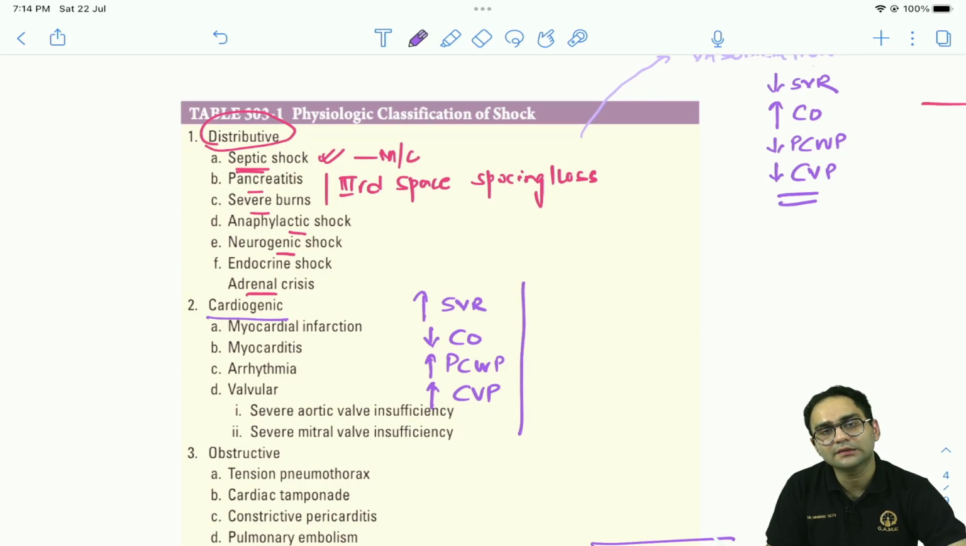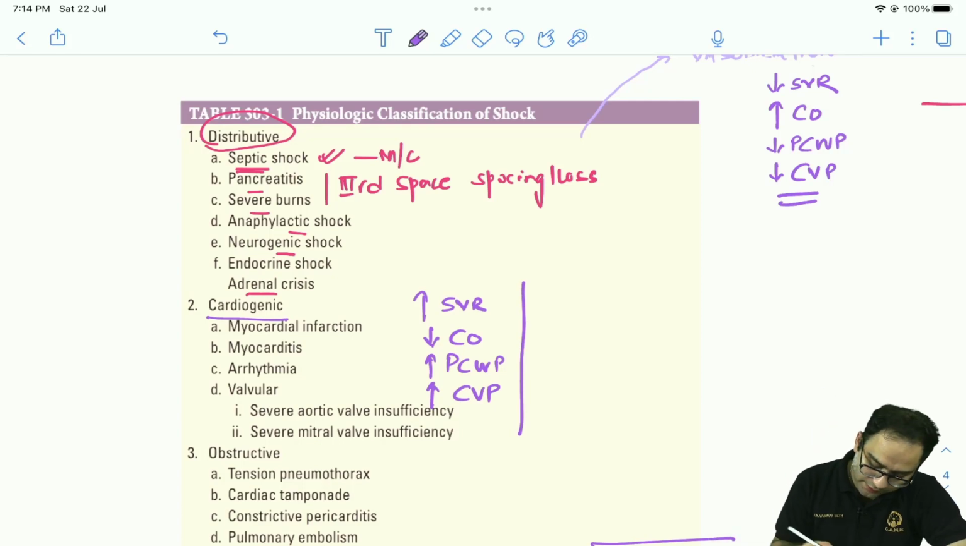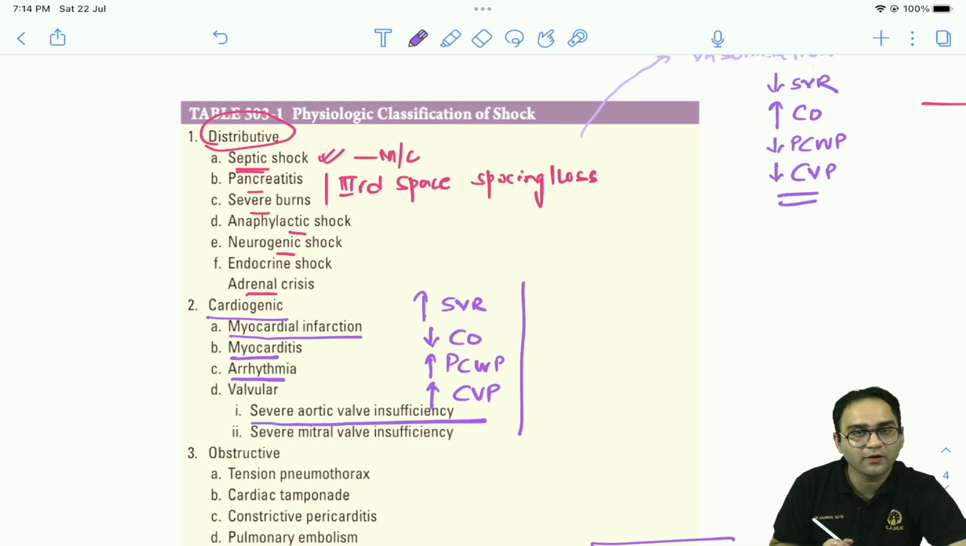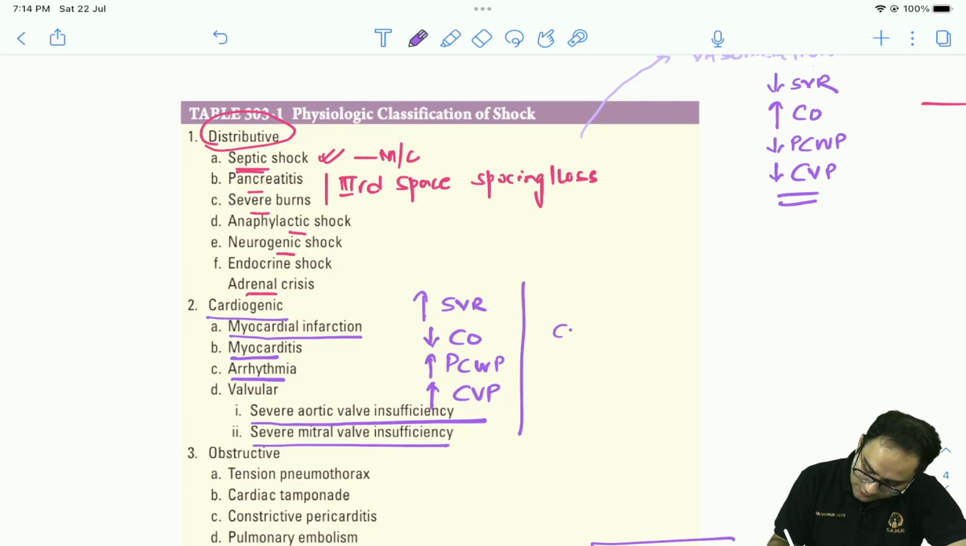So what you are getting in cardiogenic shock, the causes would be myocardial infarction, myocarditis, certain type of arrhythmias, certain cases of valvular disease like aortic valve insufficiency and mitral valve insufficiency. So this is about the cardiogenic shock.